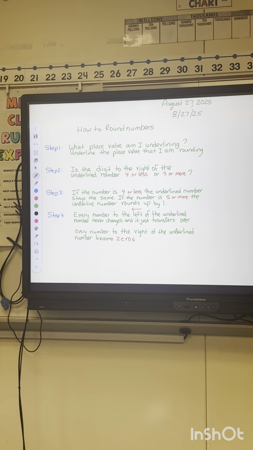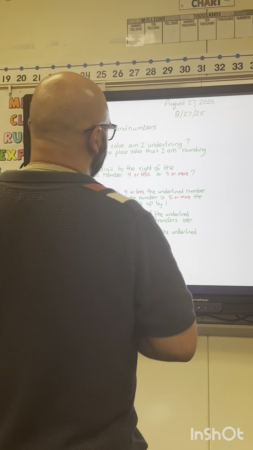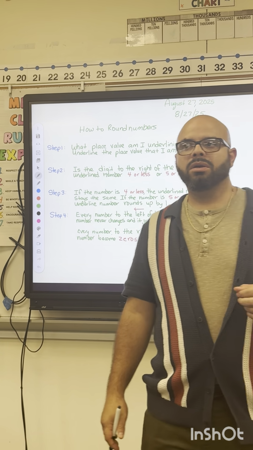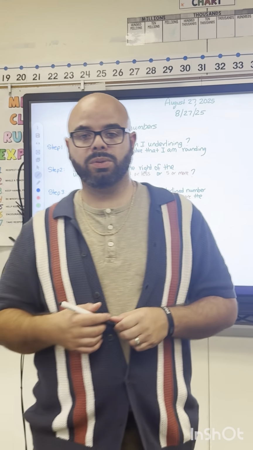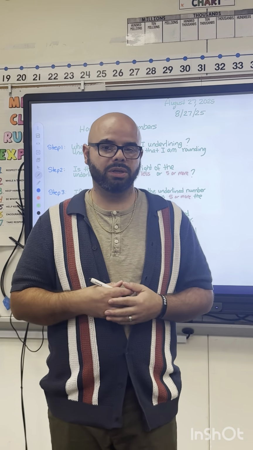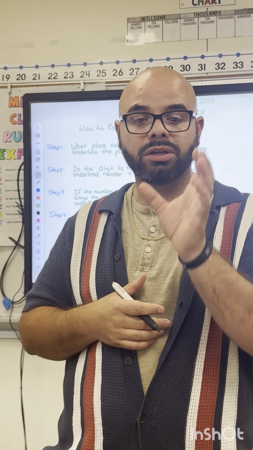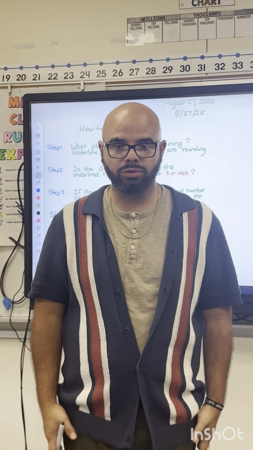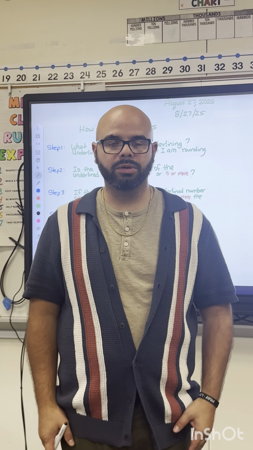These are the steps, right? So what place value am I underlining? In a question on the test, they're going to ask you something like, okay, round this number to the nearest tens place. Now, when you hear the nearest tens place, the nearest hundreds place, the nearest thousands place, that means that's the number that you have to underline. That is going to be your rounding number. That is the number where you start. Okay, that's where they're looking to round. This is your rounding number, right?